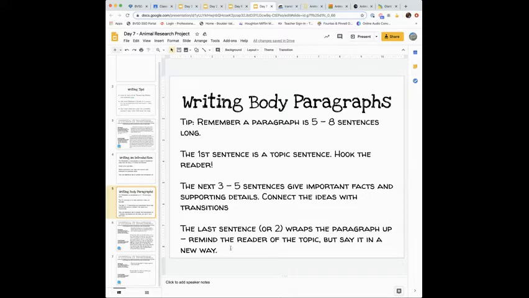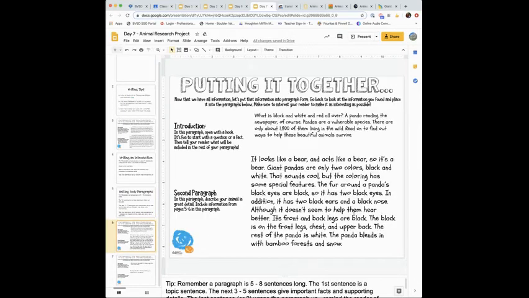Okay, so let's go back and look at what I've copied in so far, and then we're going to compare that to my final version so we can think about what I added in order to really make it a paragraph. All right, I have here, it looks like a bear and acts like a bear, so it's a bear. Giant pandas are only 2 colors, black and white. That sounds cool, but the coloring has some special features. The fur around a panda's eyes are black, so it has 2 black eyes. In addition, it has 2 black ears and a black nose.